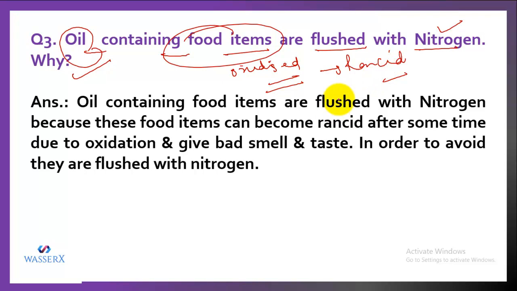So how you're going to write? Oil containing food items are flushed with nitrogen because these food items can become rancid after some time, and the reason being the oxidation. And as a result, they will start giving bad smell and taste. So in order to avoid this, they are flushed with nitrogen gas because it prevents the rancidity and prevents the food from becoming stale.